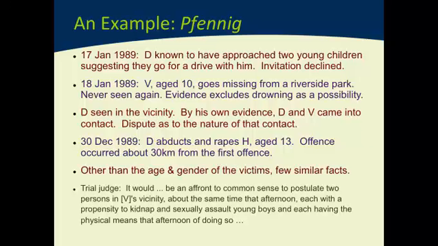In December of 1989, so less than a year later, Pfennig abducted and raped a 13-year-old boy about 30 kilometres away from the first offence. He then confessed and pleaded guilty to the rape of that 13-year-old boy, and the circumstances indicated that he may well have intended to murder the 13-year-old, but the 13-year-old was able to escape during the commission of the crime. Now, other than the ages and the genders of the two victims, there were few similar facts between the two. There's really nothing upon which to ground an argument for similar fact evidence.